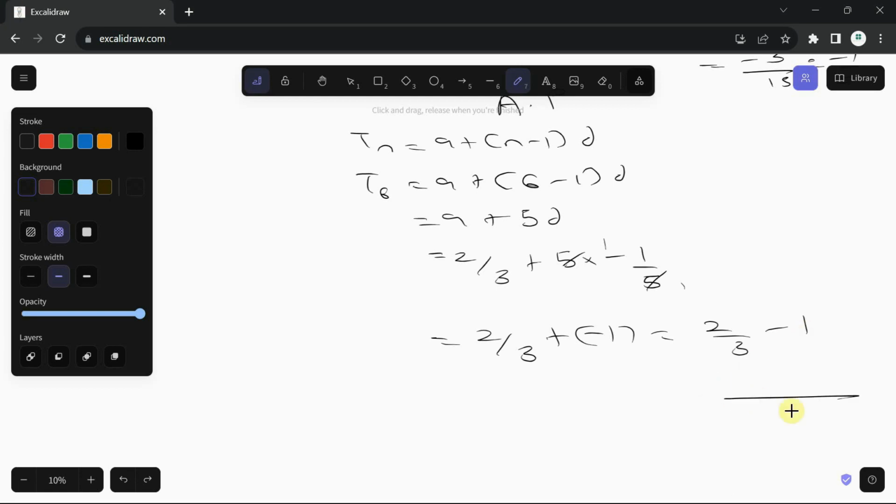So let's see. 3 in 3 is 1, 1 times 2 is 2. Minus 1 divided by 1, 3 in 3 is 3, 3 times 1 is 3. So 2 minus 3 is -1/3. That means the T6 for this particular question is actually -1/3.